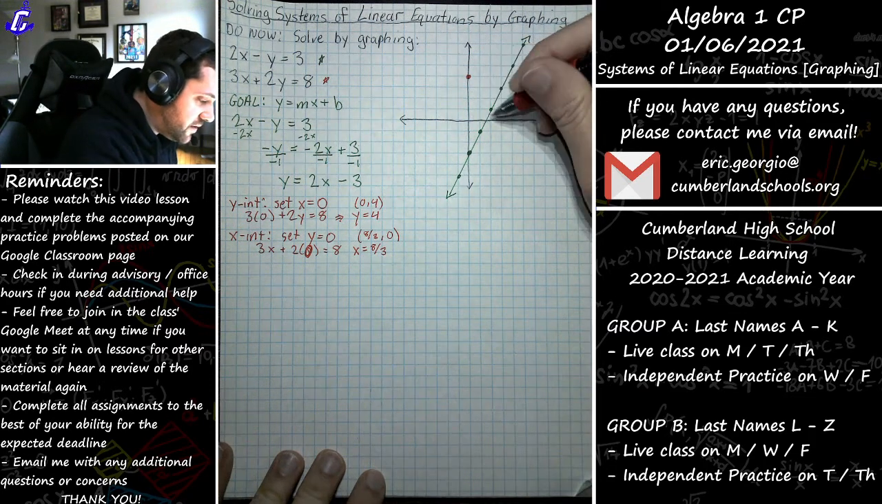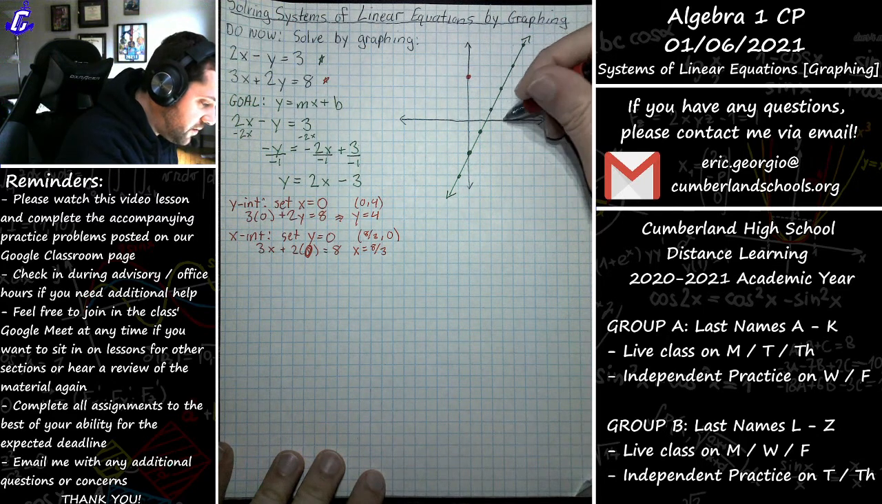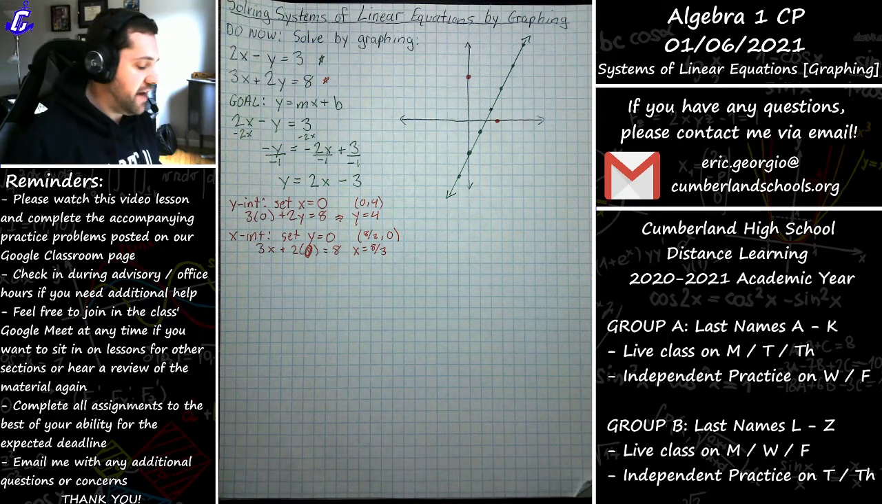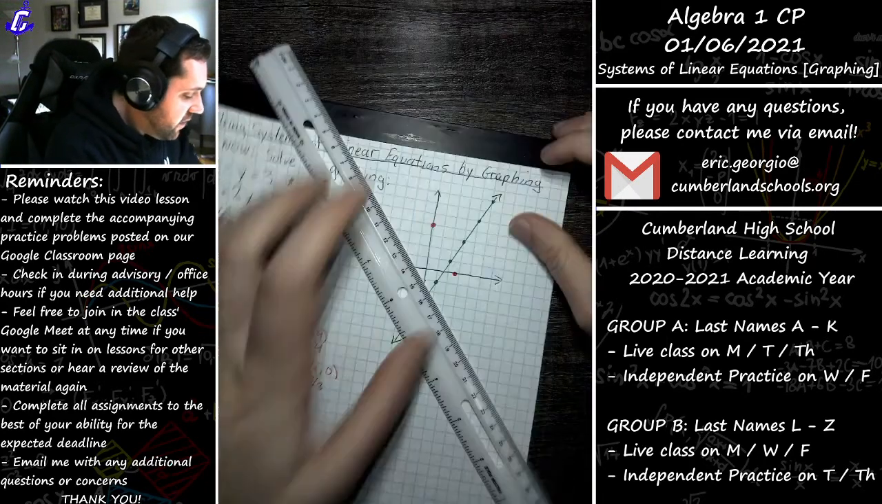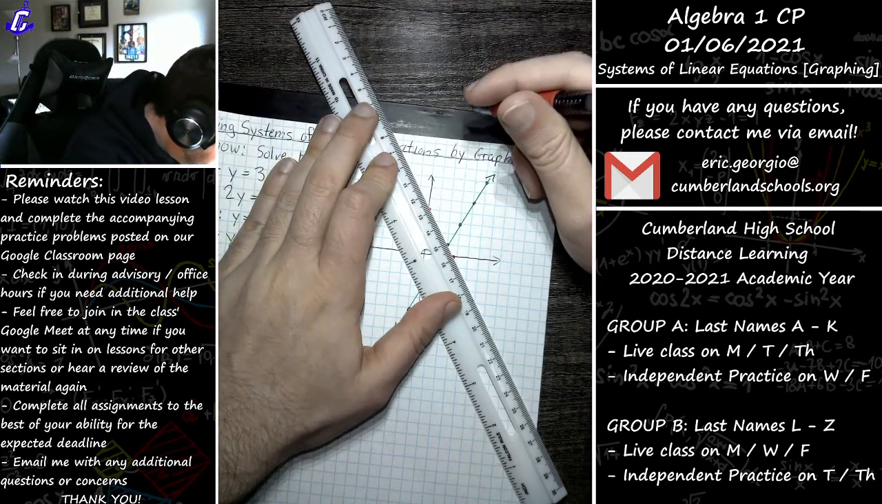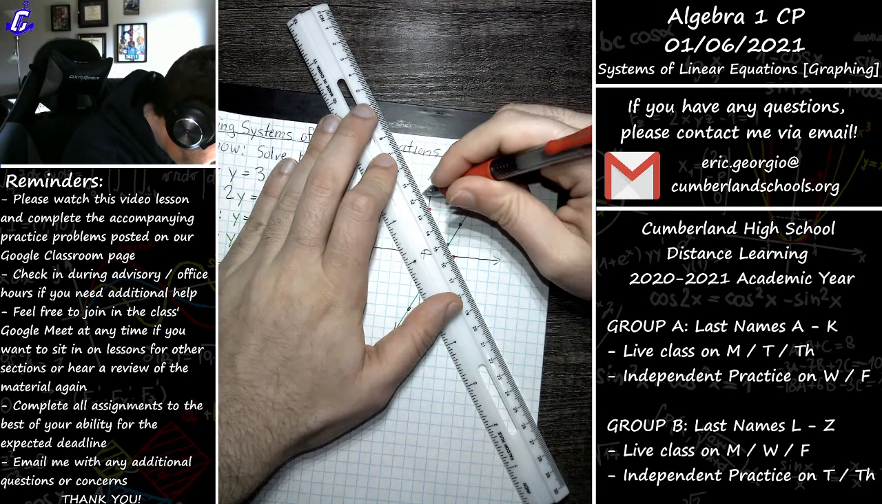8/3, again, 2 2/3. Let's see, here's 2, here's 3. So 2 2/3 is going to be just about there. Trying to graph it as accurately as possible. And now we can go ahead and join those two intercepts together, and we get a line that looks like this.